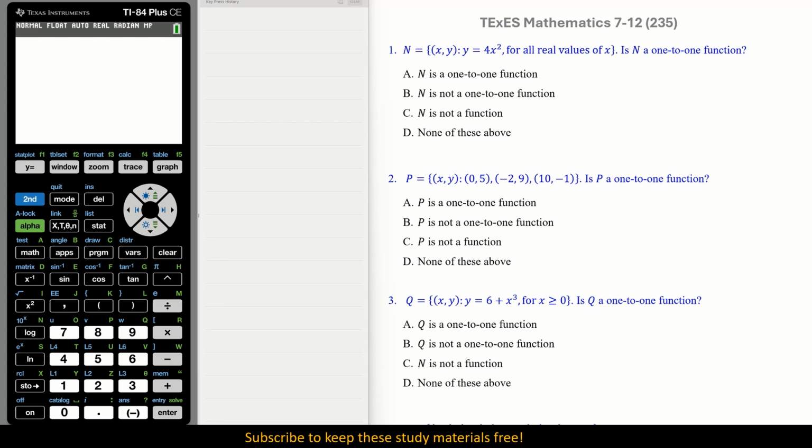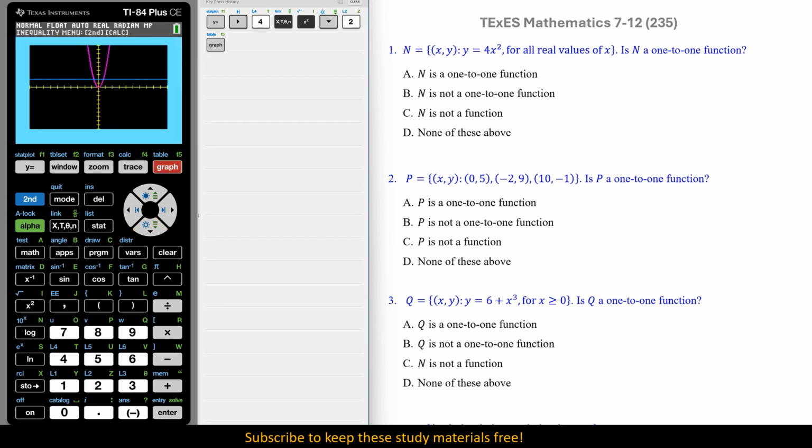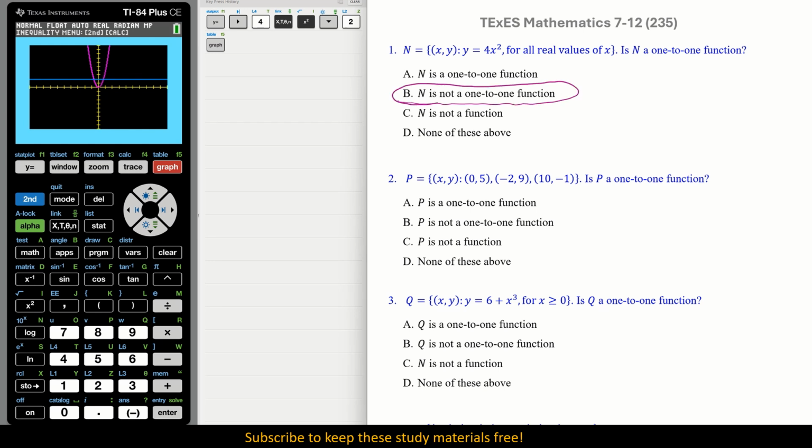So does it pass the horizontal line test? Let's graph that. So push y equals, go over 4x, square it. Now, does it pass the line test? Well, let's put a line in there. So let's say y equals 2. We could say 1. Now let's push graph. Oh, look, when we graph it, right here, it does hit in 2 places. So therefore, this is not a one-to-one function.